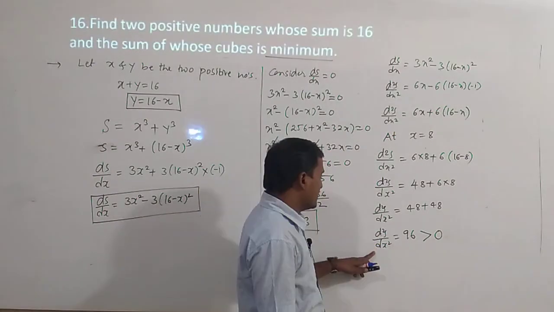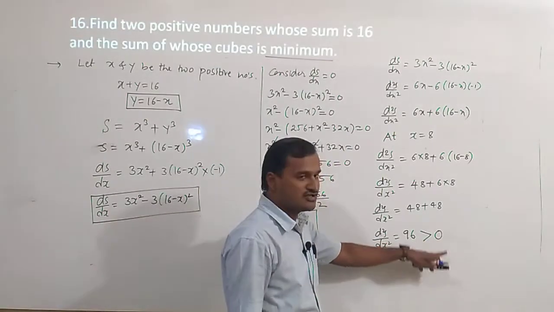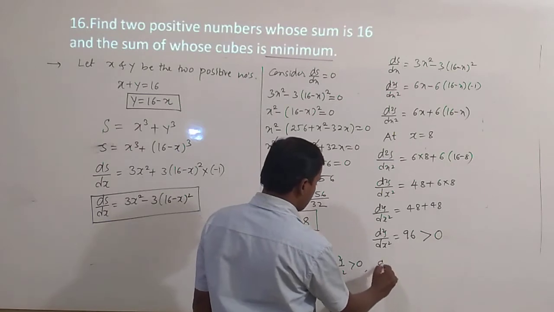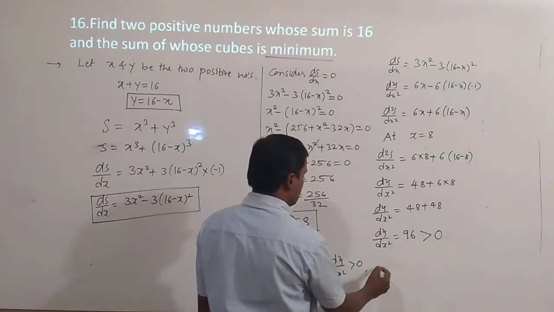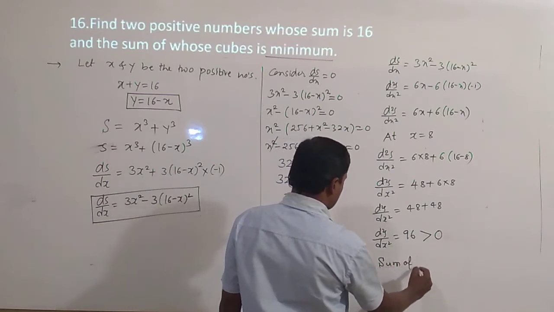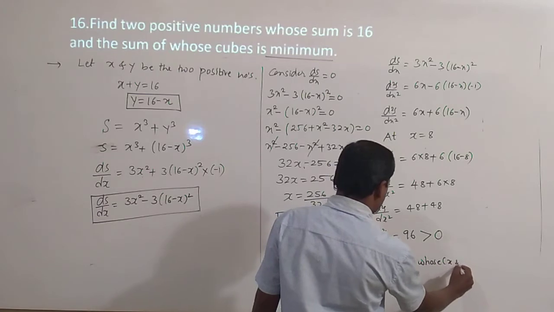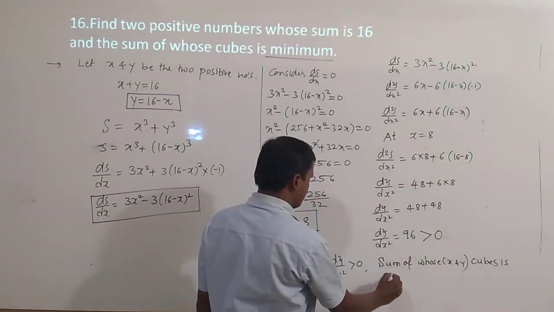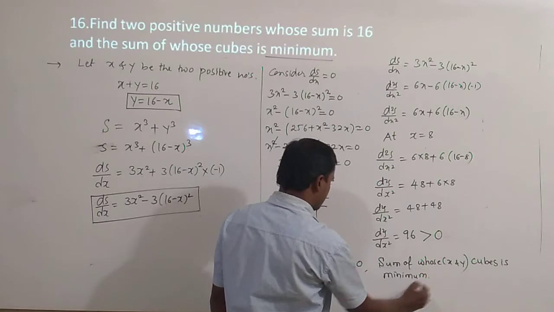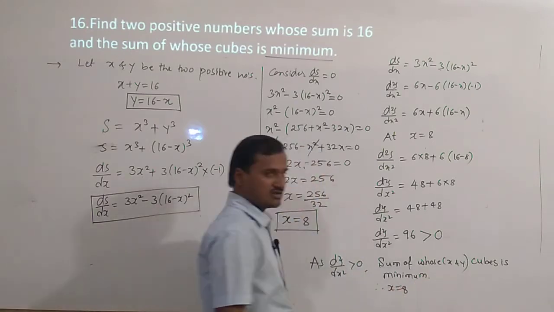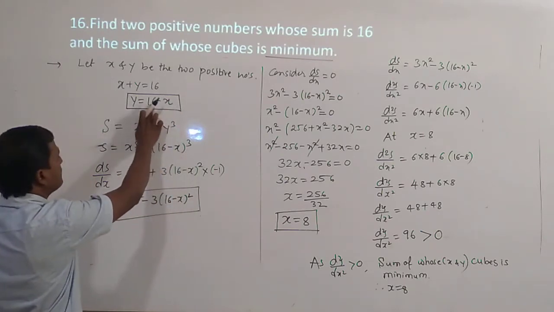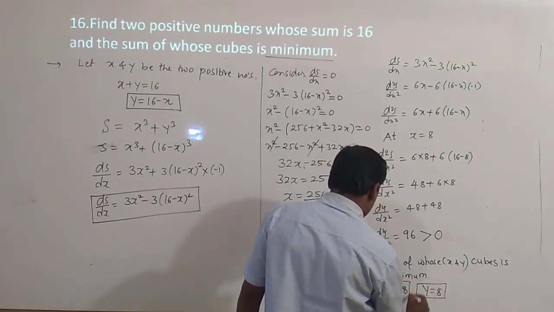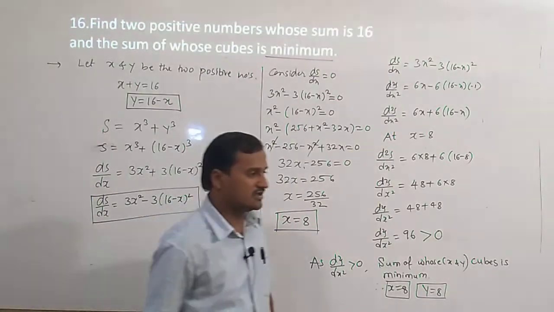So d square s divided by dx square is more than 0, which means the sum of the cubes of x and y is minimum. Therefore what is the value of x? 8. Substituting x equal to 8, y is also equal to 8. So those two positive numbers are x equal to 8 and y equal to 8. Okay, go to the next question.